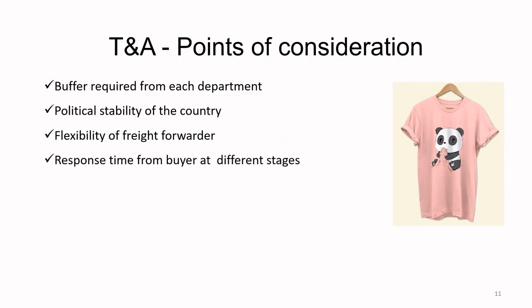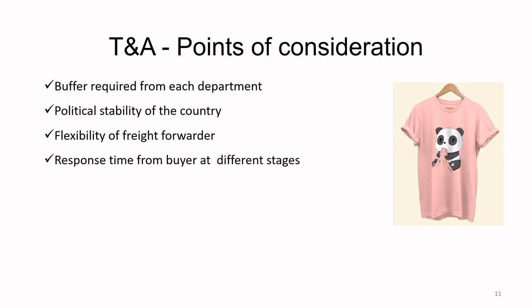And one very critical thing is the response time from the buyer at different stages. You send the fit sample to the buyer and they take 4 to 5 days to respond. You send the size sets, again they take a lot of time. You send the fabric for approval, they take a lot of time. In that case, you will make the time and action calendar accordingly, because you know that a particular buyer is in the habit of giving the approvals late. So you illustrate it in your time and action calendar that on a certain date you are sending the sample for approval, and after 5 days you are getting the approval.